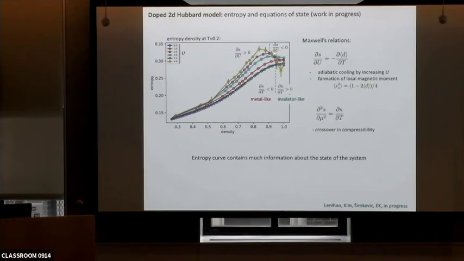Also, the appearance of the inflection point at high U's signals that the change of the derivative in compressibility happens, which also gives us an indication that the system transitions from being metal-like on the left of this line to insulator-like on the right of this line.